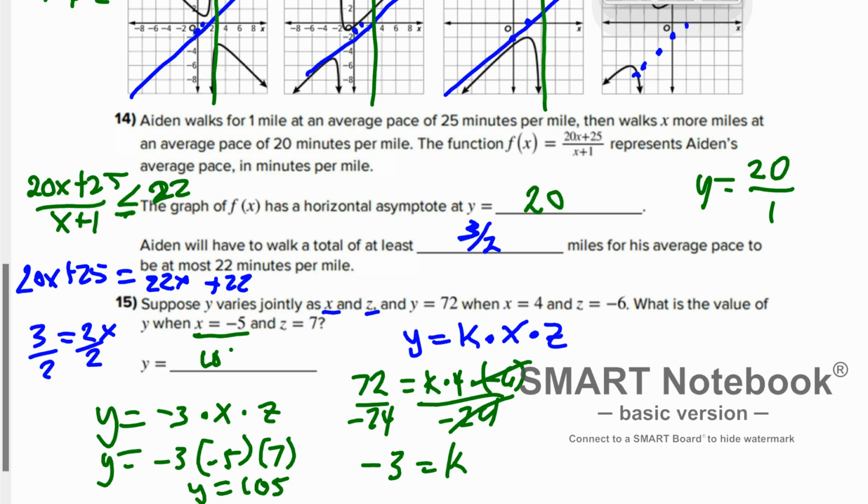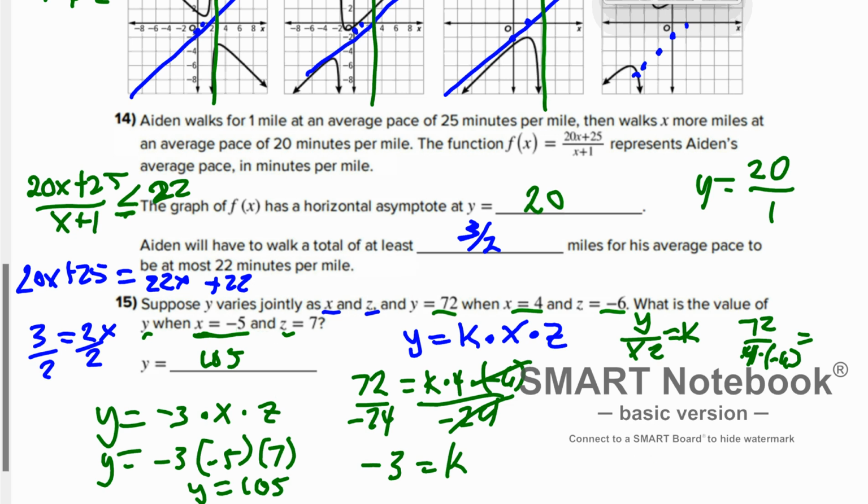Now you could set this up as a proportion. You could solve it for k, and you could say, okay, k is equal to y over x and z. So that's what k equals. And then I could plug in my y, x, and z right here. And then I can set it equal to this one, y, x, and z here for that k, because k would equal the same no matter what situation. K stays the same. That's why it's called the constant of the variation.